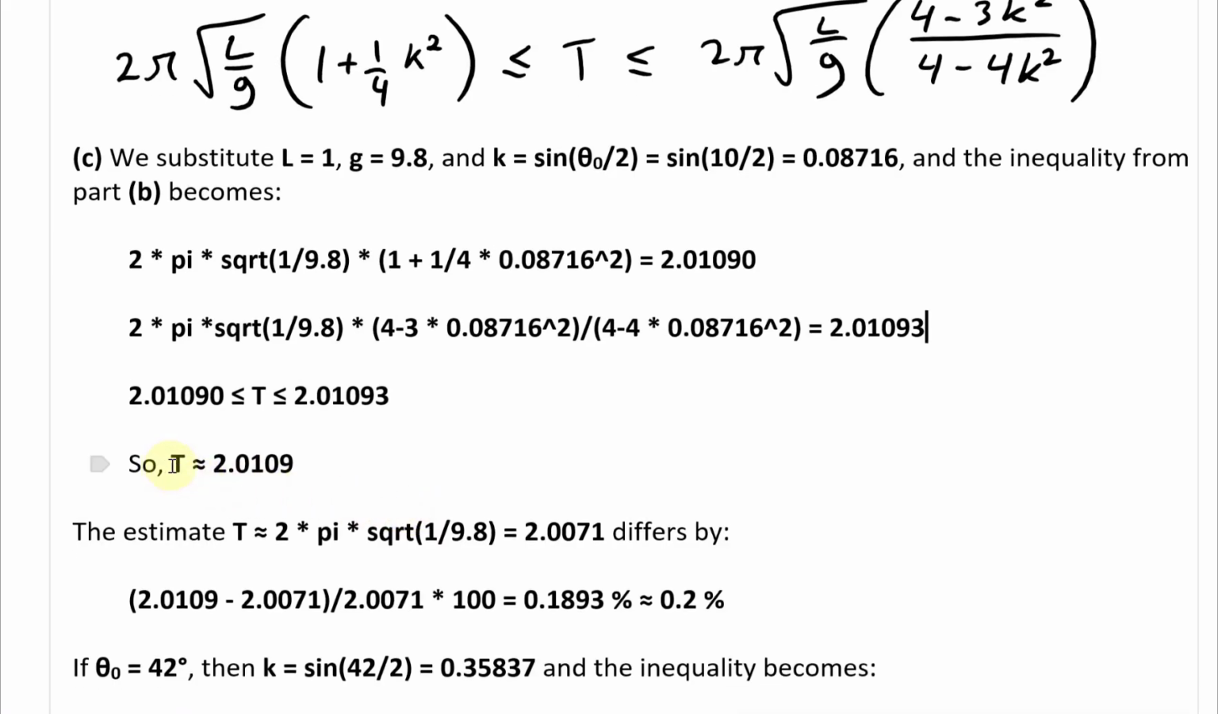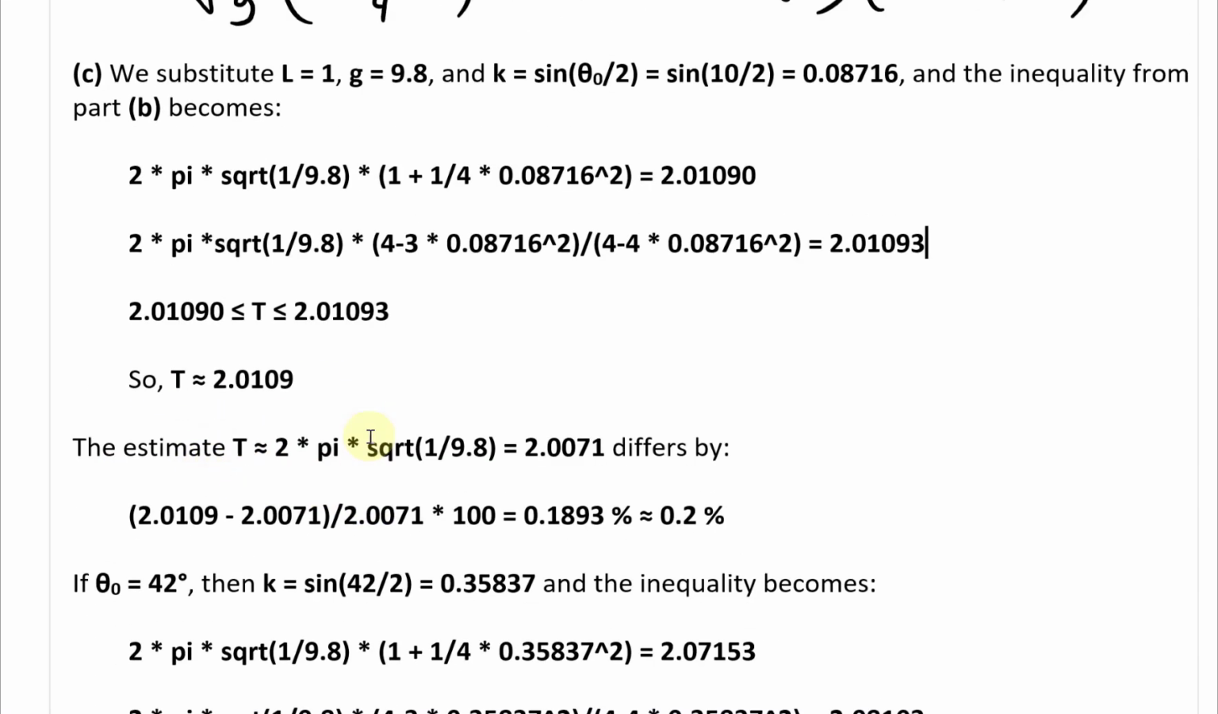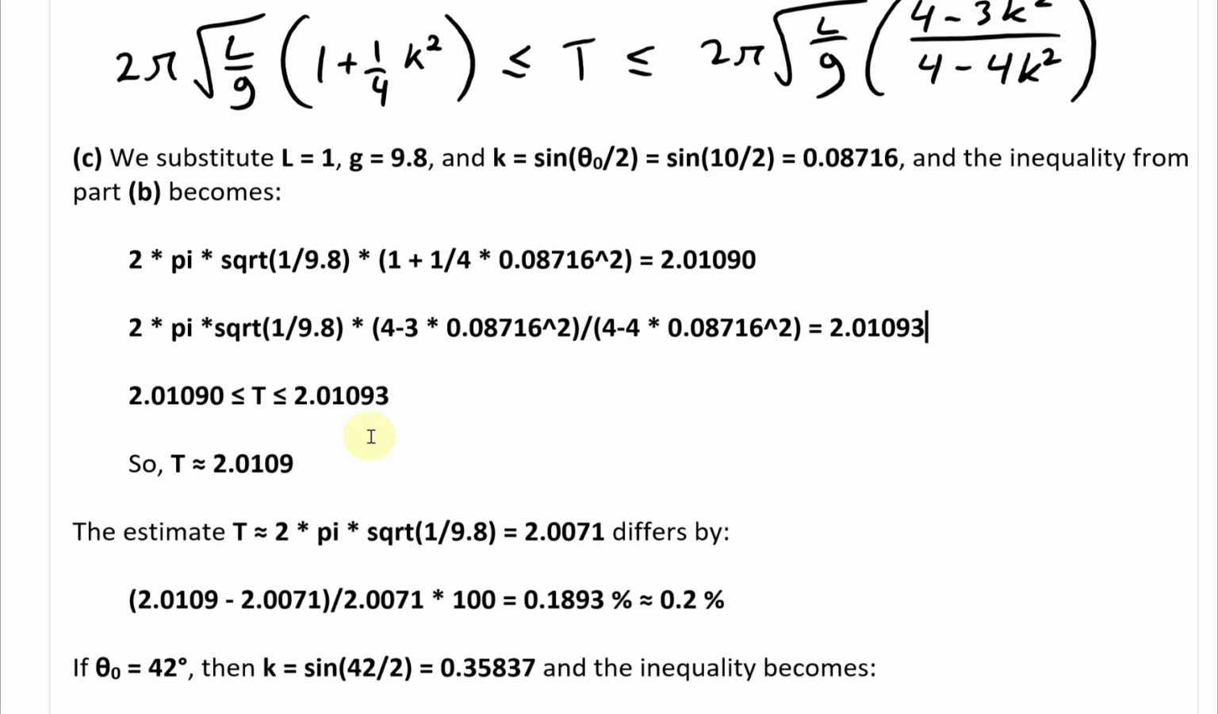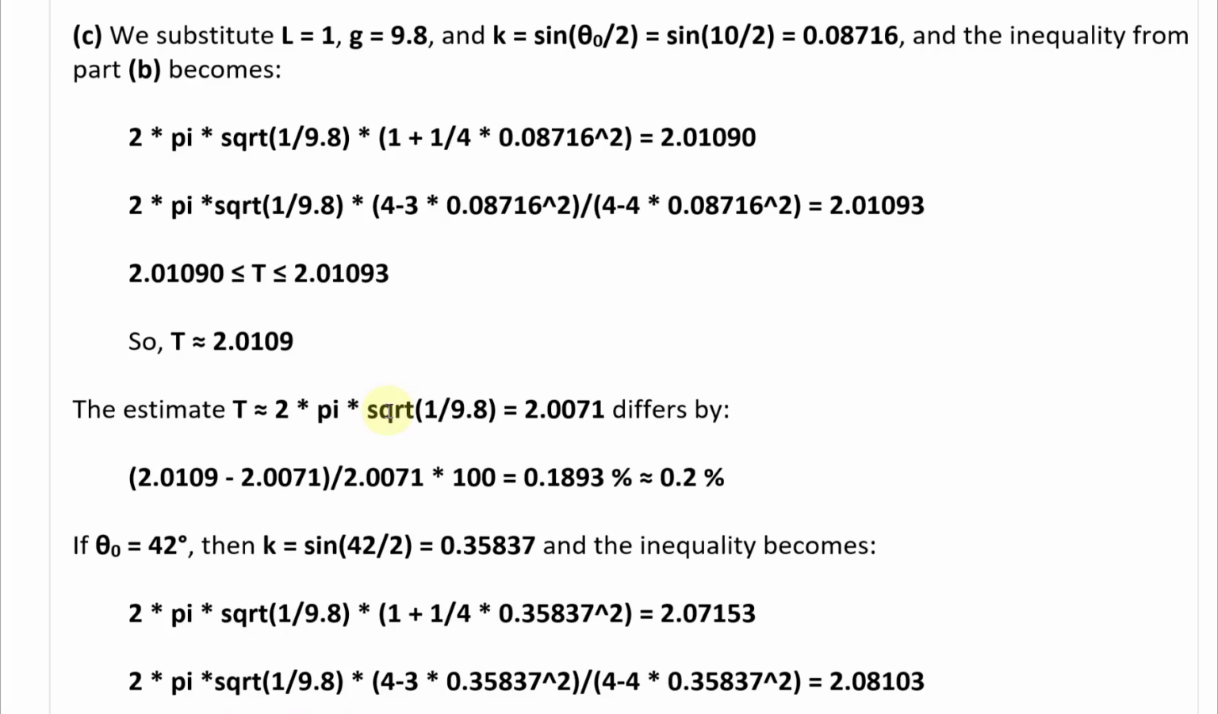So T is approximately equal to, and the calculus book just takes the average, or just removes this last decimal place and says 2.019. So T is approximately equal to that. And now if you use the estimate with just the one term, we just remove that and use this like that. That's going to be 2 pi times square root L over G.